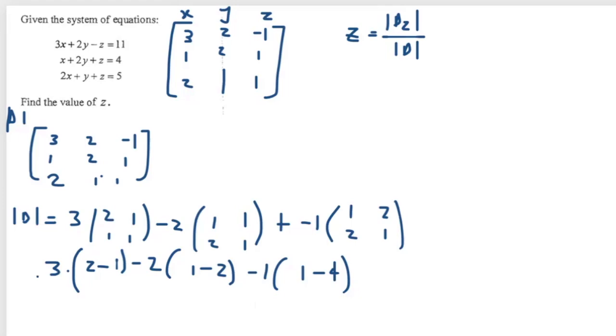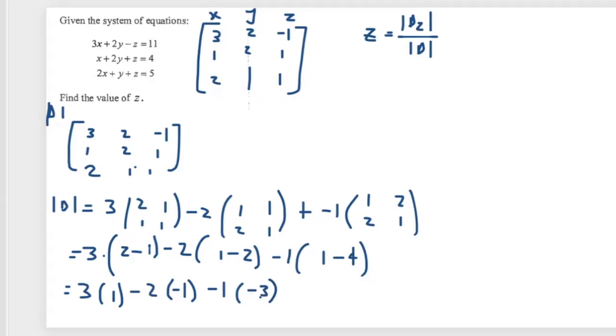Simplifying further, we have 3. 2 minus 1 is 1, minus 2. 1 minus 2, that's negative 1. Minus 1. 1 minus 4 is negative 3. So this is 3 times 1 is 3, plus 2, plus 3, because negative times negative is positive, negative times negative is positive. So this is 8.